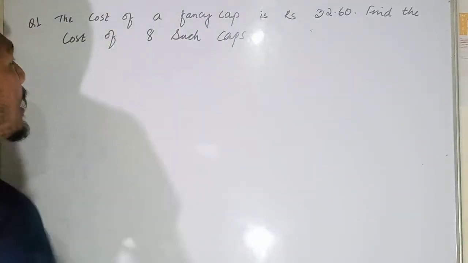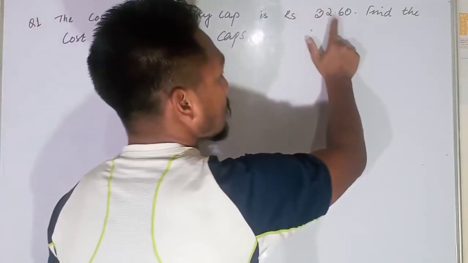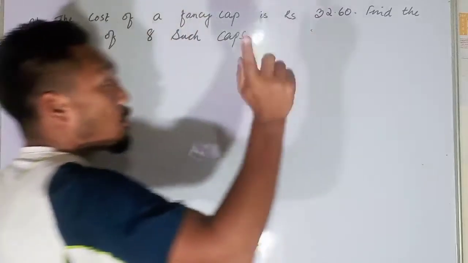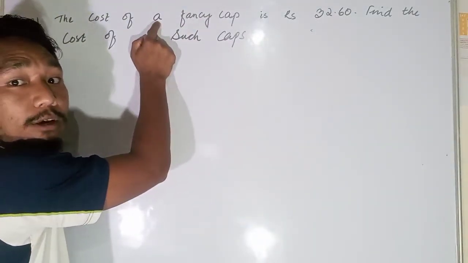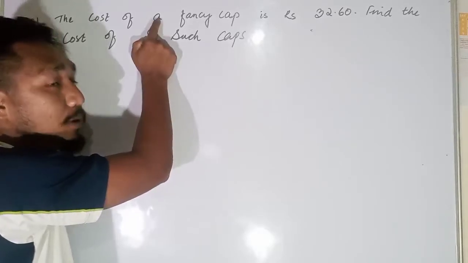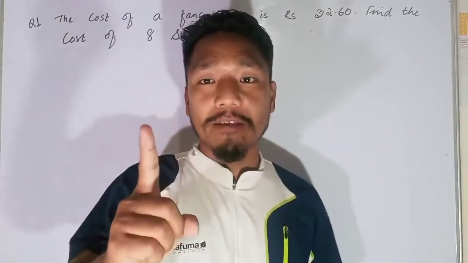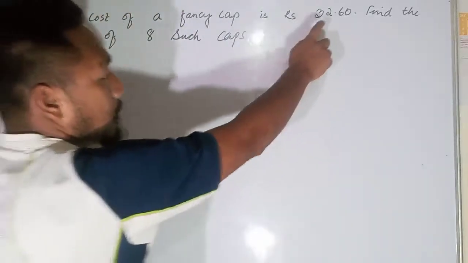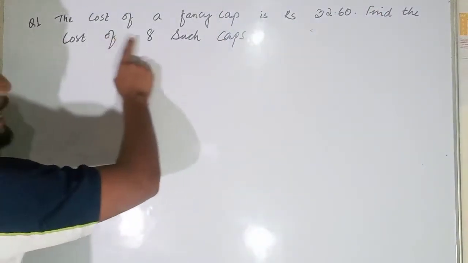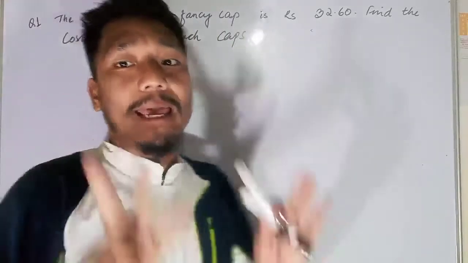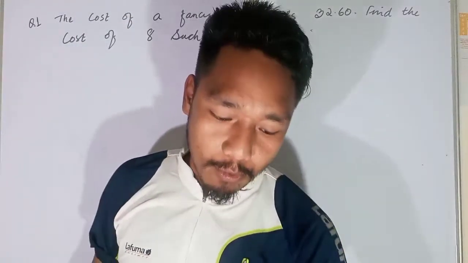You see here, a cost of a fancy cap is rupees 32.60. 'A' we use for singular, which means the cost of one fancy cap is 32.60. Now you are asked to find the cost of 8 such caps. I'm going to buy 8 such caps. That means I have to find the cost of 8 such caps, that is, how much amount I have to pay.